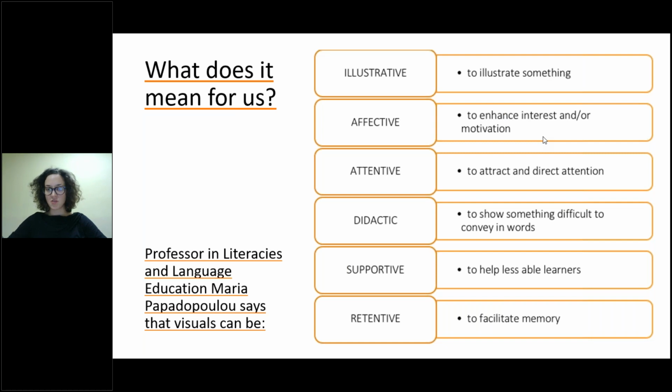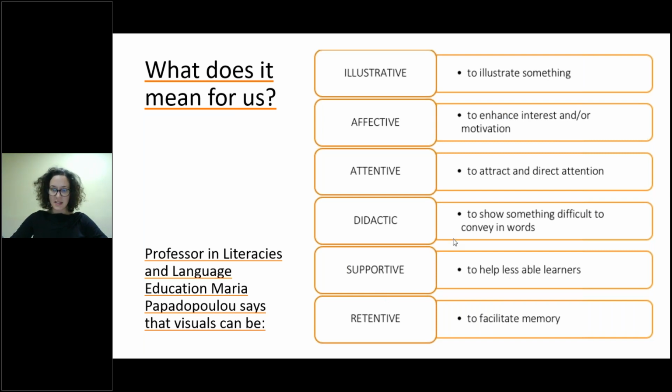Attentive: to attract and direct attention. This kind of visual is really good for giving instructions. For example, I have my friend, and you see he's also a visual for the lesson, right? When you're giving instructions, especially modeling, like, what's your name? My name is Trevor, and so on. You model some text, and you get their attention with such kind of visuals.